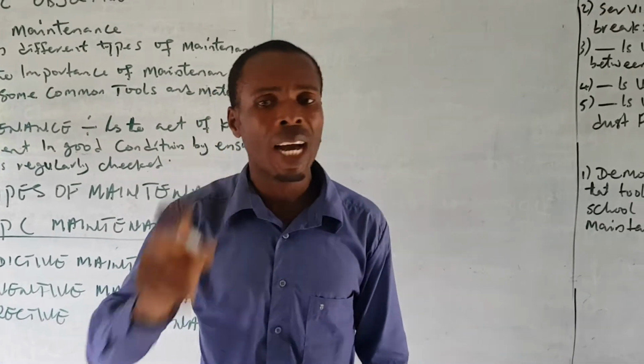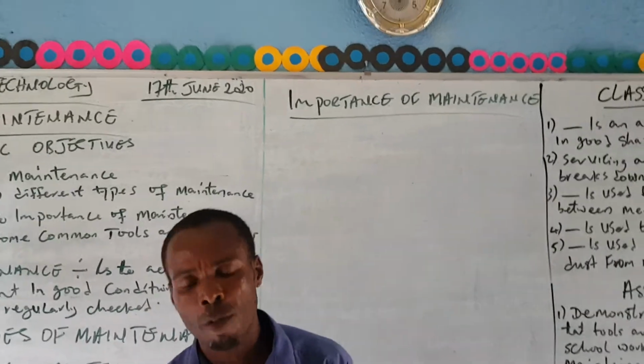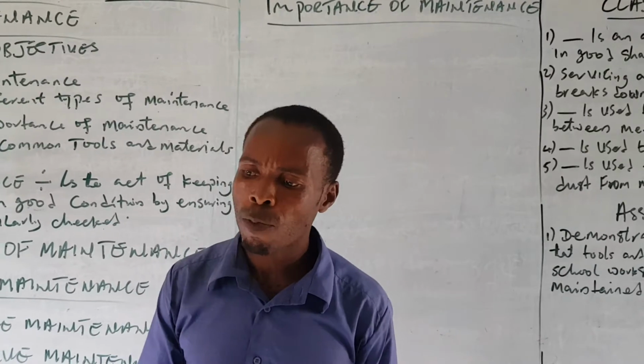We must replace the worn out parts. Number 3, avoid accident or hazard in the course of using the machine. You must avoid accidents and hazard in the course of what?